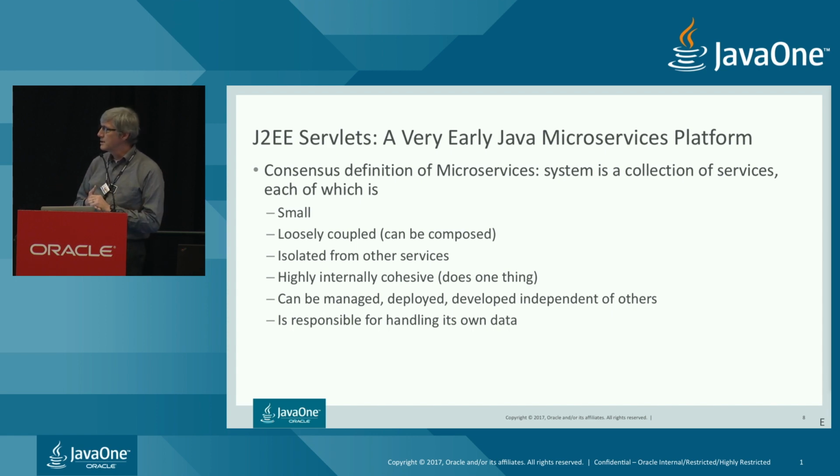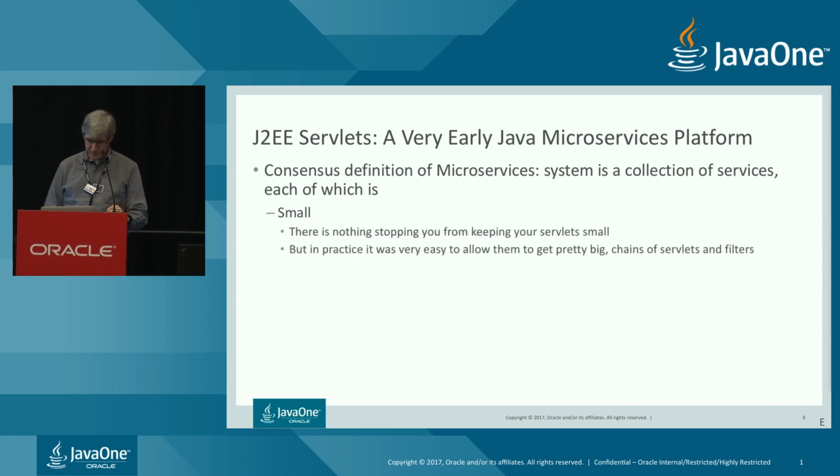So microservices generally are seen to be a system that is a collection of services, each of which is small, loosely coupled, and can be composed, isolated from other services, and highly internally cohesive. It does one thing. Each service does one thing. It can be managed, deployed, and developed independent of the others, and is responsible for owning its own data. Let's look at each of these here.